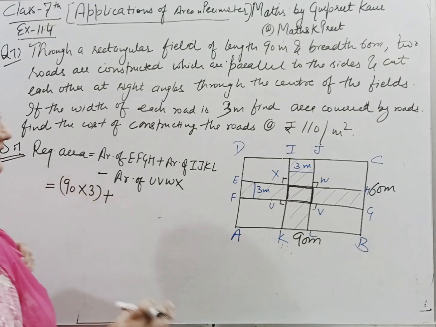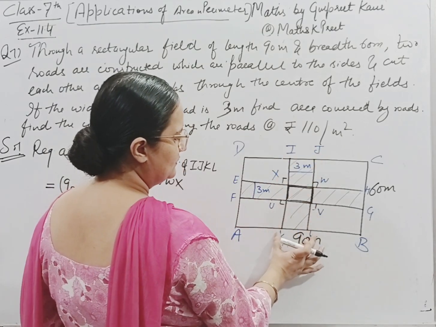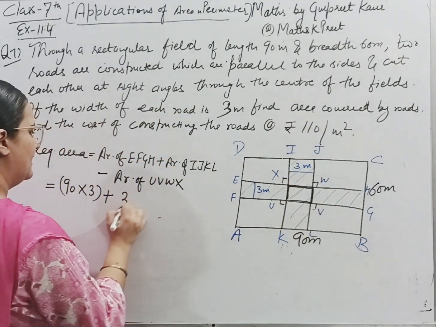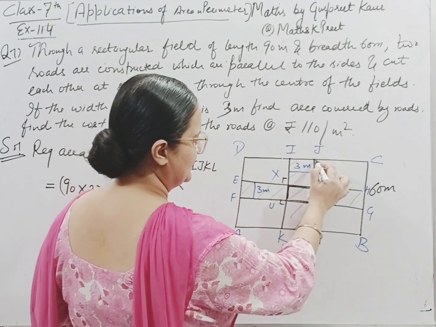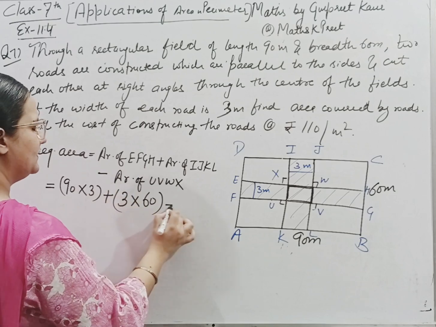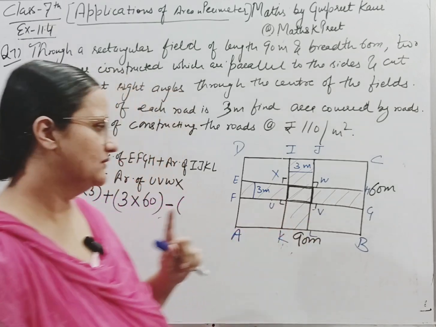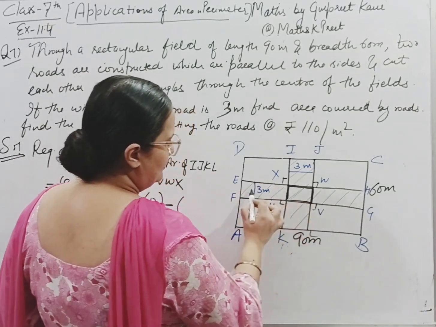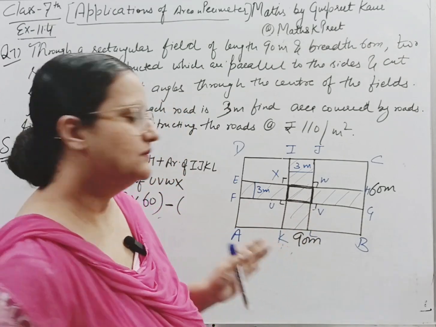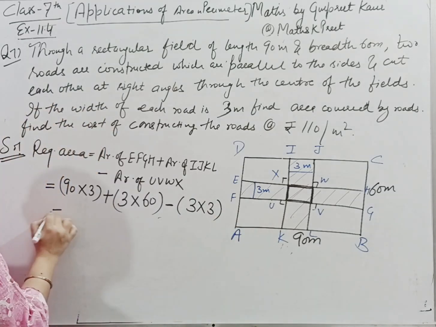I hope you understood. The next road is IJKL. Here KL or IG is 3 meters wide, so the breadth is 3, and the length JL is the same as BC, which is 60, given to us. Now from this area I have to subtract the area of UVWX one time. This side is 3, this is 3, this is 3, this is 3, so it makes a square. We will subtract the area of this square, 3 into 3.